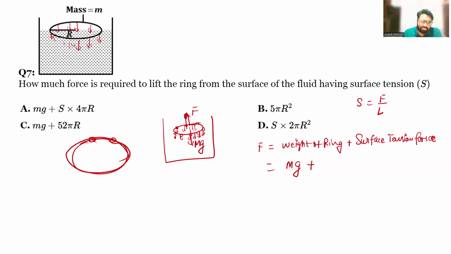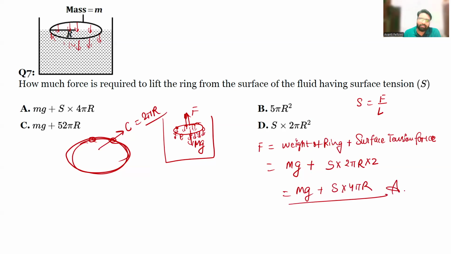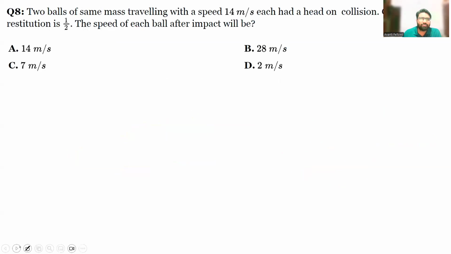Although the circumference of this ring is 2 pi r. Okay. So force must be S into L, which is S into 2 pi r. But there are two faces of the surface. So that is why an extra 2 is also multiplied here. We can say this is mg plus S into 4 pi r. Okay. How simple is this? The option is correct. Okay. I hope you got it. Now move on to the next one.